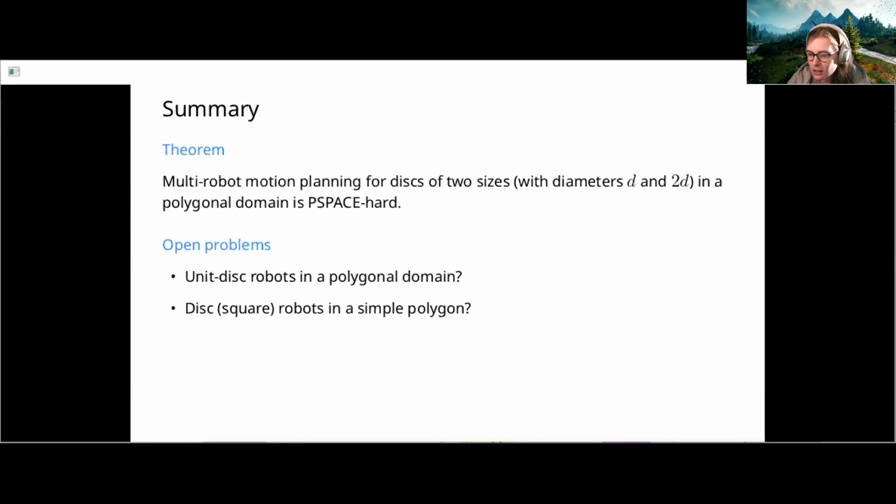Yeah, there's a question. Yes. So what is the problem that you show hard now? So is it given a starting position and given an end position, whether you can move? Or? I was not super clear about it.